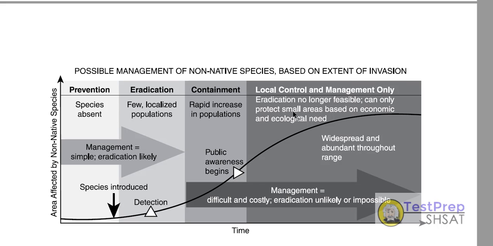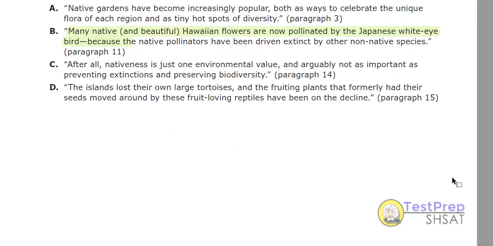Eradication no longer feasible, can only protect small areas. So once it starts its real inflection point toward growth, which is by the time the public's aware, you probably can't stop the non-native species. Okay, I think that's the idea. Let's see if an answer choice reflects that.